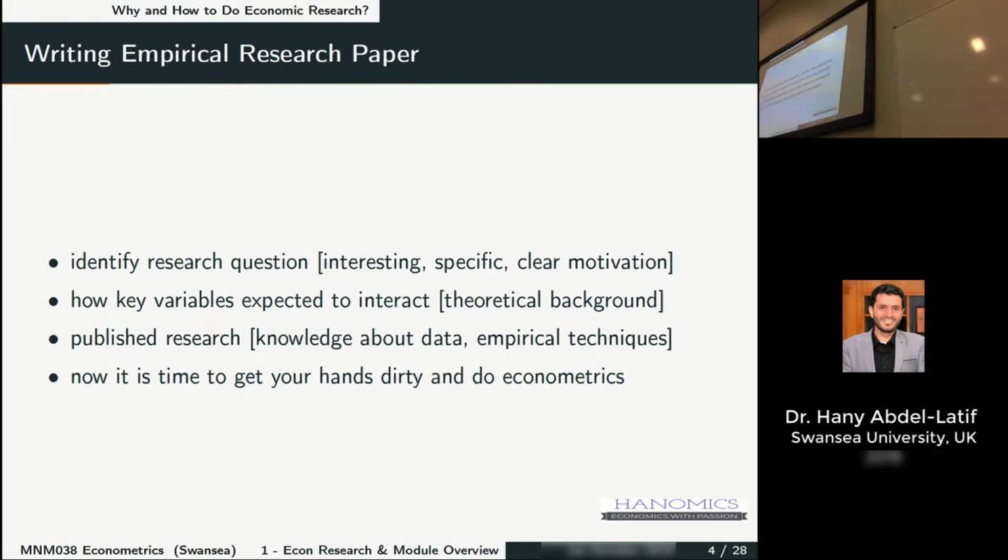So that's why you need to start from what others wrote about this topic. You need to be familiar with published research. It gives you knowledge about the data and also gives you knowledge about empirical techniques.